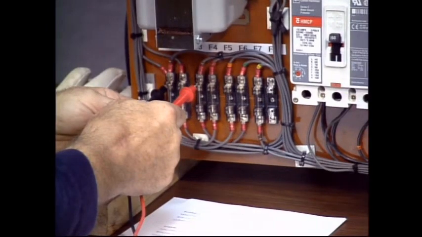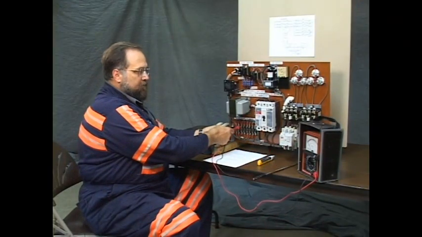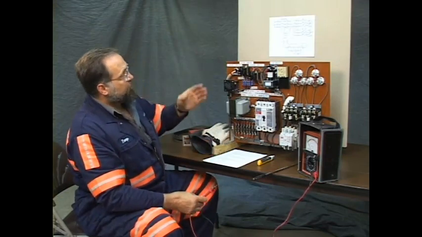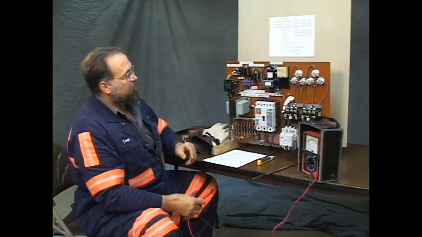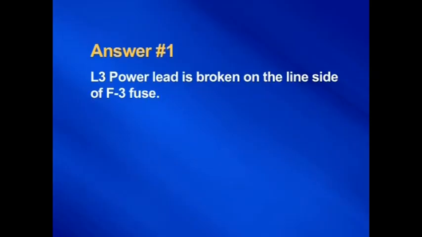Now, we don't have a circuit. As is indicated by the meter, there is no circuit. According to the drawing, there should be continuity there with virtually no resistance. And in this case, it shows none. The problem would be the L3 power lead is broken on the line side of the F3 fuse. And that would be how the apprentice wrote his problem's answer down.